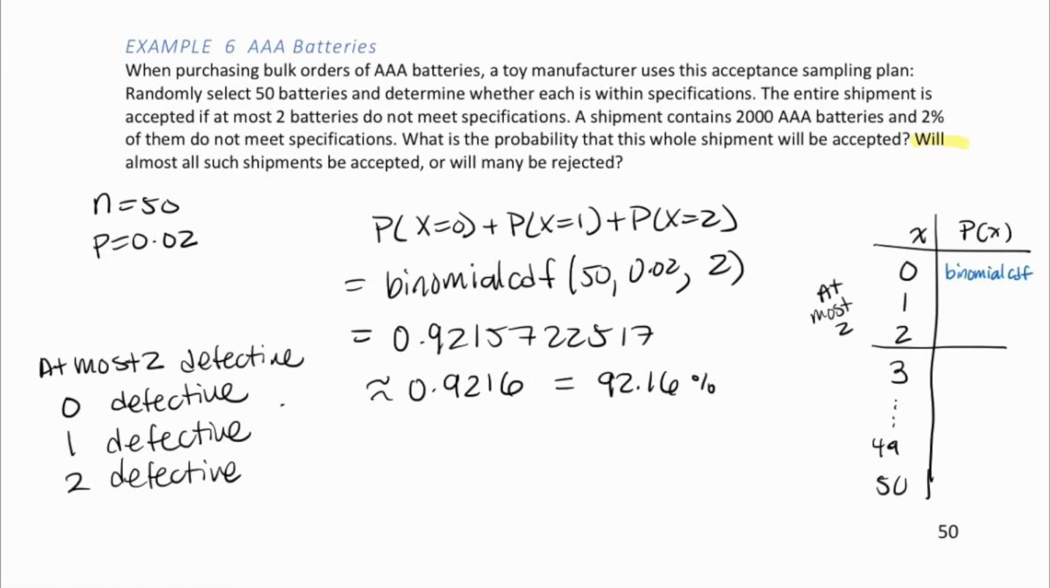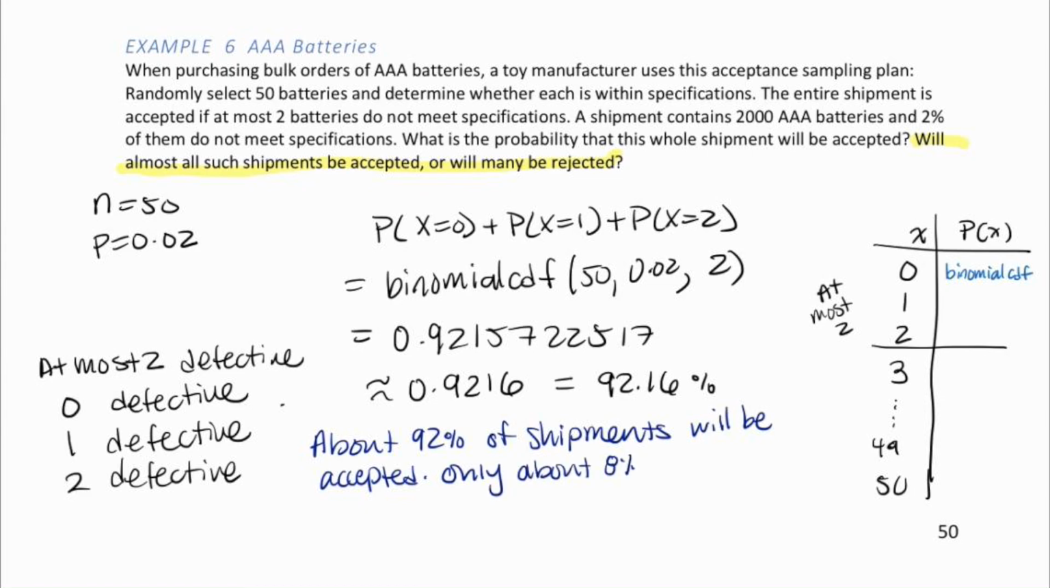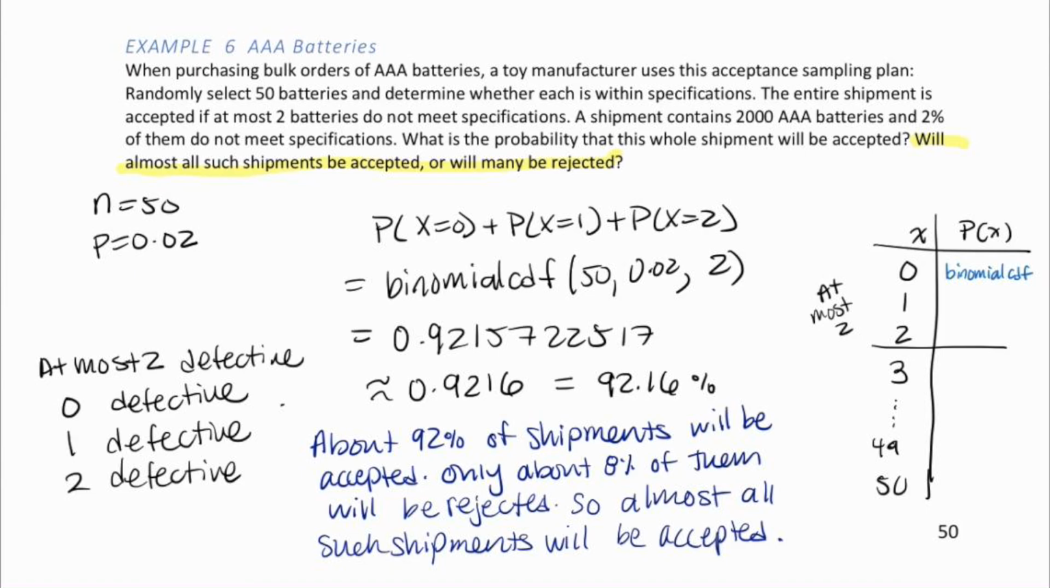Now let's answer this last question. Will almost all such shipments be accepted, or will many be rejected? 92% of these shipments will be rejected. Only about 8% will be, excuse me, I said that wrong. 92% of these shipments will be accepted. Only 8% will be rejected, so almost all such shipments will be accepted. This concludes this lecture for section 5.2.